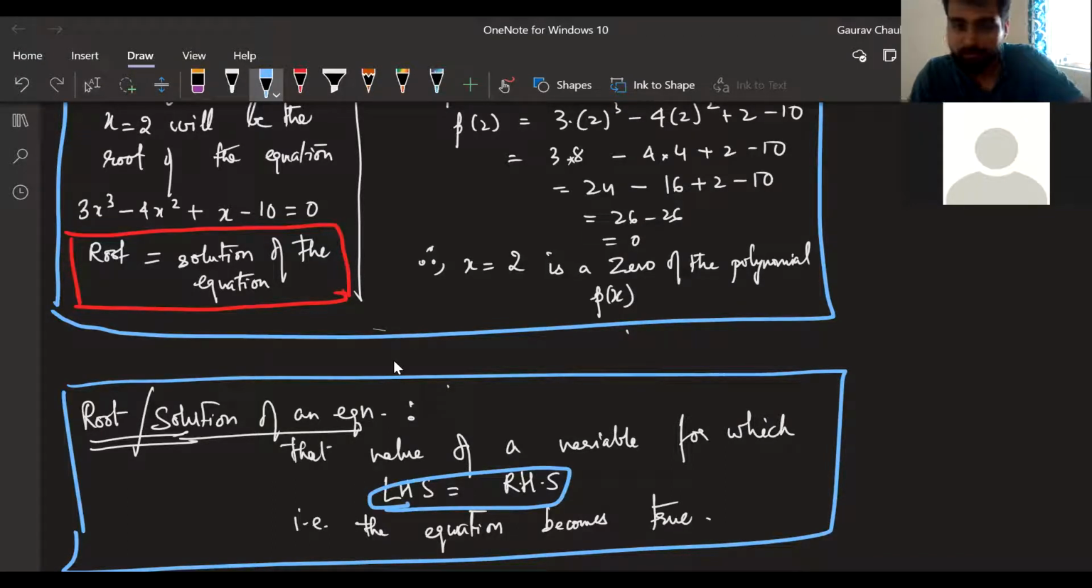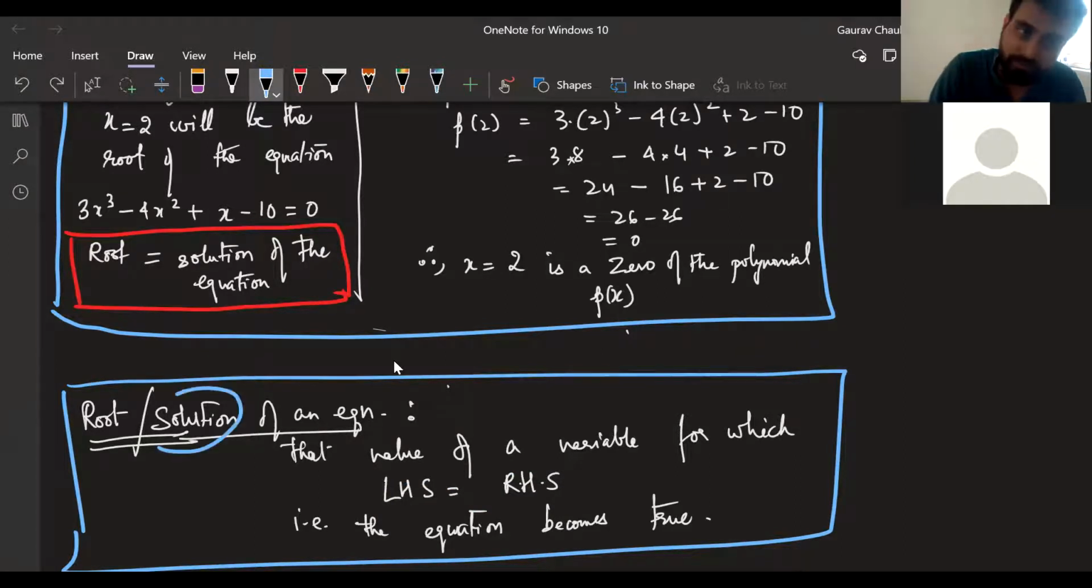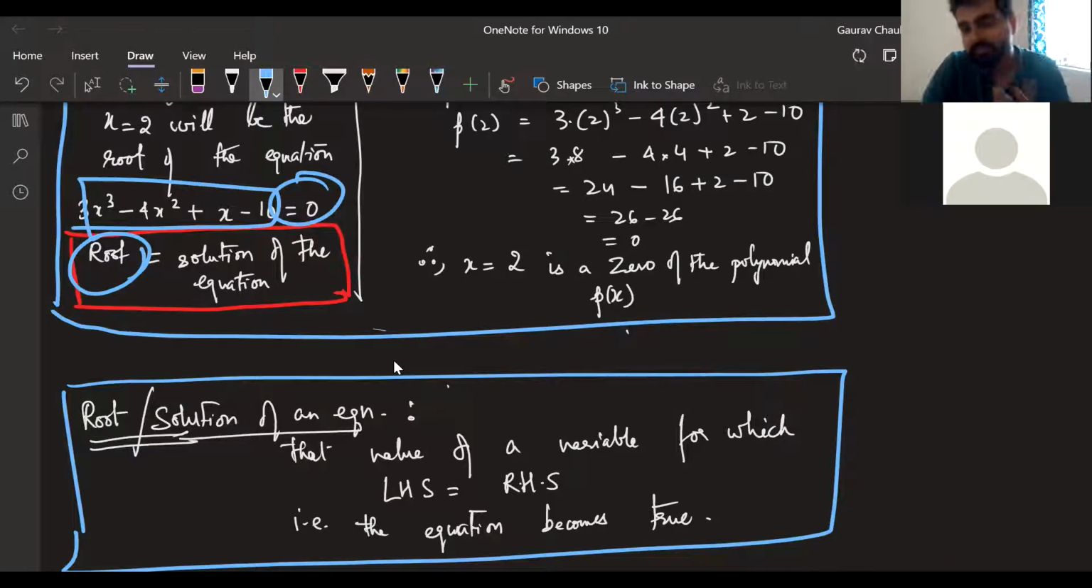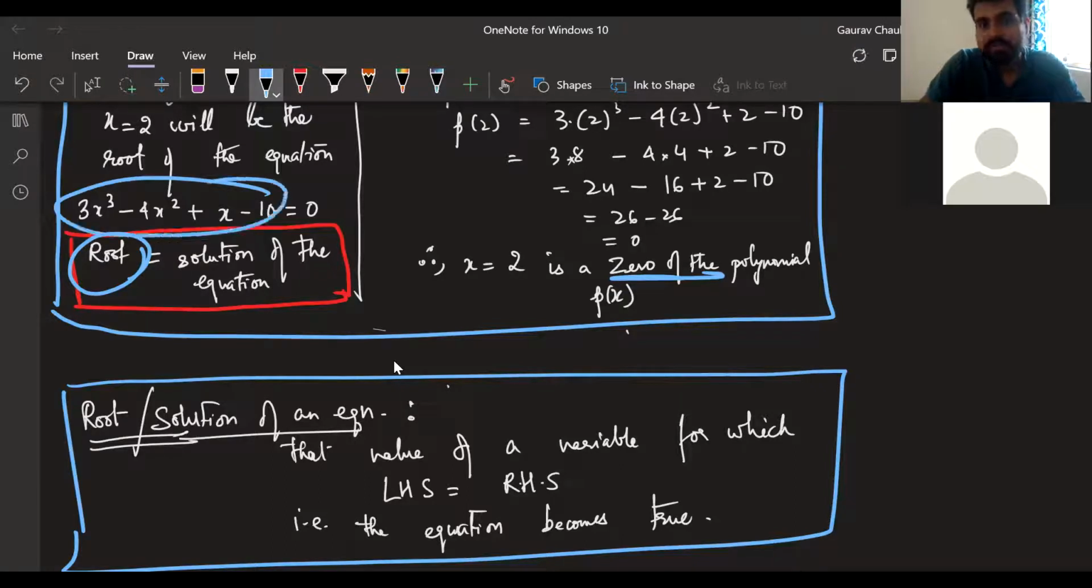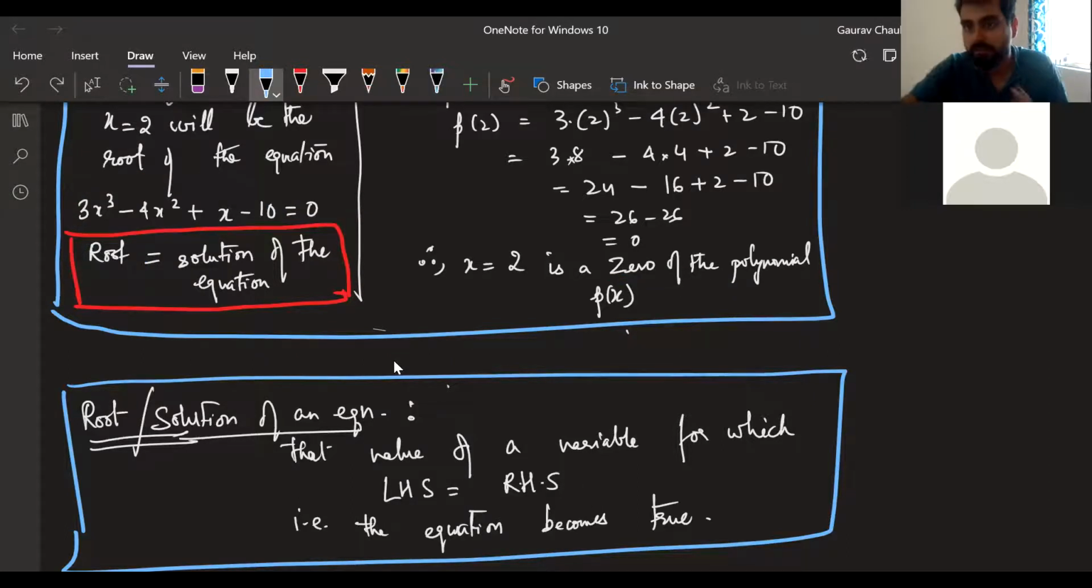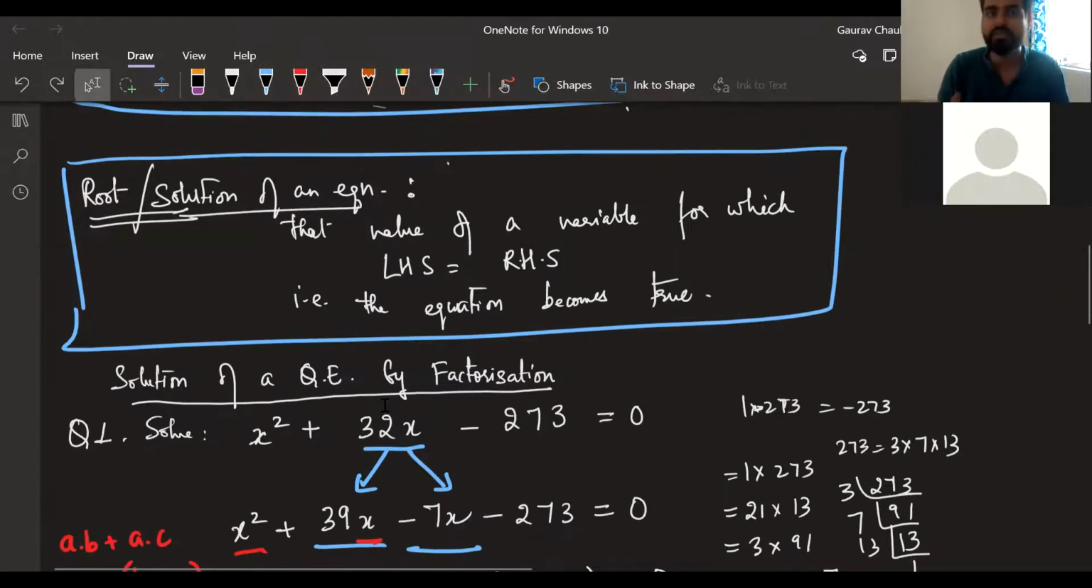Whatever value I can put in the place of the variable that will make LHS equal to RHS, my equation will become true, and that is what will give me the solution of the equation. Now that ties back to the word root, because this is basically polynomial equal to zero. The zero of this polynomial will make the LHS zero, that will make it equal to RHS. So basically root and solution are two words meaning the same, and they're tied closely to the zero of the polynomial.